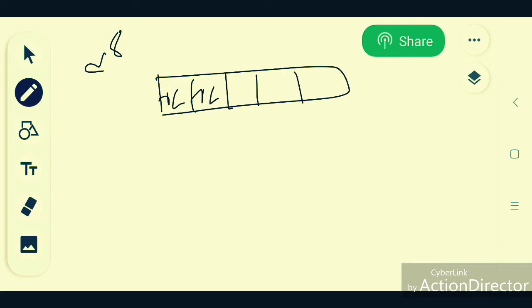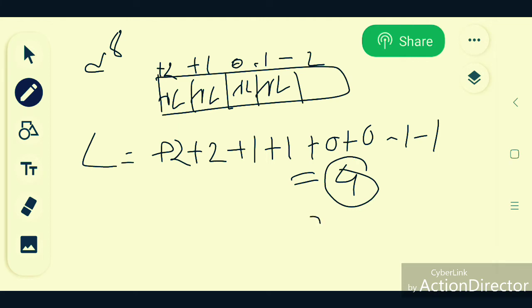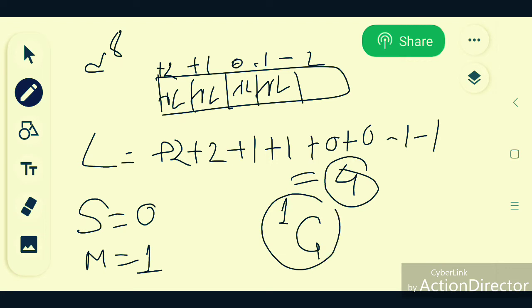So D8 configuration, when it is a strong field complex, the arrangement of electrons will be like this. So L will become +2, +2, +1, +1, 0, 0, -1, -1. So it becomes equal to 4. Now the ground state term will become G, and S will equal 0, because all the electrons are paired. So multiplicity will equal 1. So the term becomes 1G. So for a strong field D8 configuration, it becomes 1G.